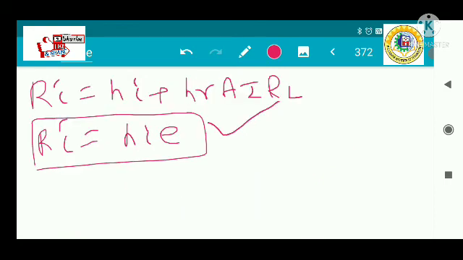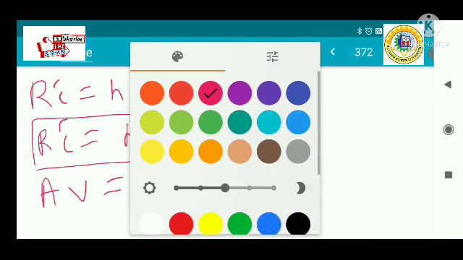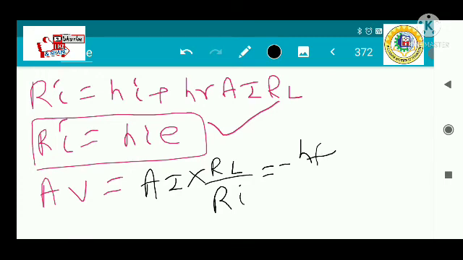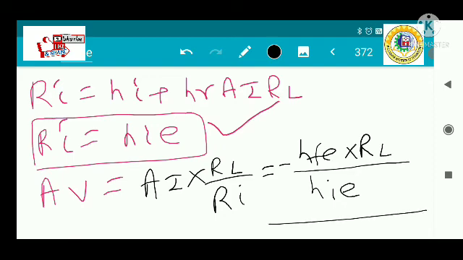And the voltage gain. In the case of the voltage gain, the expression is AI into RL divided by RI. So AI is nothing but minus HFE, so AV equals minus HFE into RL divided by HIE. This is the expression for your voltage gain.